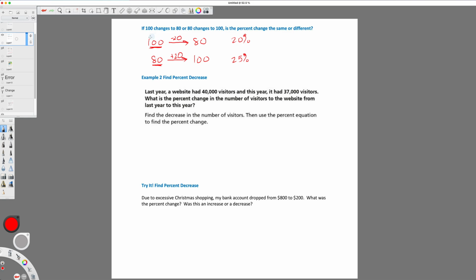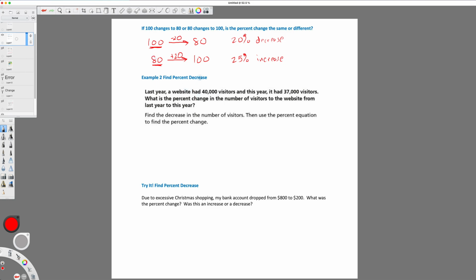So it's what it's being compared to that makes the different answers. This change of 20 is compared to the original 100. This change of 20 is compared to the original 80. So you don't get the same result. This would be a 20% decrease, whereas this would be a 25% increase. It's a larger percent because you're starting at a smaller number. So that 20 is a bigger part of 80 than this 20 was of the 100. So just be careful that you always have to compare it to the before number.